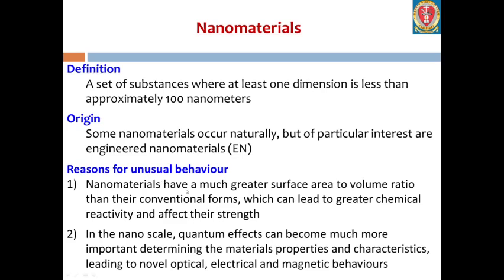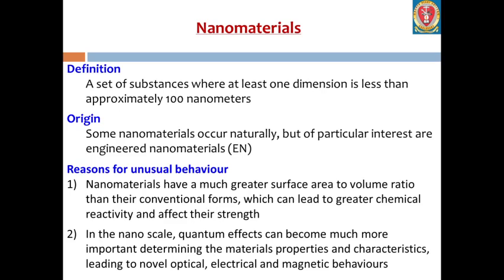Reasons for unusual behavior. Why is this behaving unusually? Nanomaterials have a much greater surface area to volume ratio. This is the major reason. It has much greater surface area to volume ratio than the conventional forms. When the material reduces its size, the surface area is increasing tremendously.